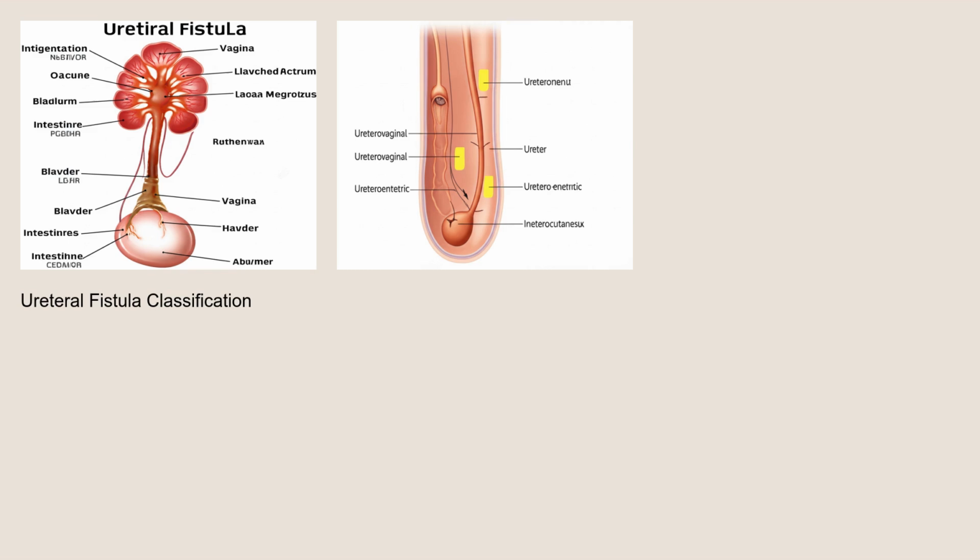ureterovaginal fistula. Ureteral fistulas can be classified based on their location, specifically the organ or structure the ureter is abnormally connected to. Common types include ureterovaginal fistulas, where the ureter connects to the vagina, ureteroenteric fistulas, where the ureter connects to the bowel, ureterocutaneous fistulas, where the ureter connects to the skin, often through a surgical wound, and ureterouterine fistulas, where the ureter connects to the uterus. The specific type of fistula influences the symptoms experienced and the treatment approach required.